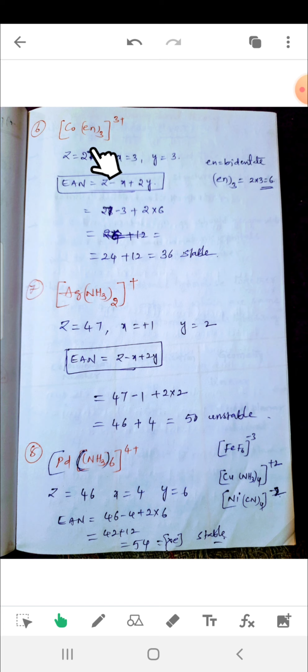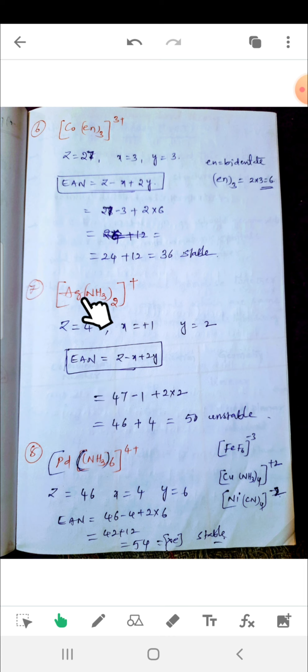Here en is a neutral ligand: 27 minus 3 plus 2 into 3 as is. Why instead of 3 can we take 6? Because this is a bidentate ligand. So for a bidentate ligand, remember to multiply by the given ligand number to get the total, and we get 36. This is a stable complex. Those are the effective atomic number examples. Like this you can find more examples, and you have to practice.